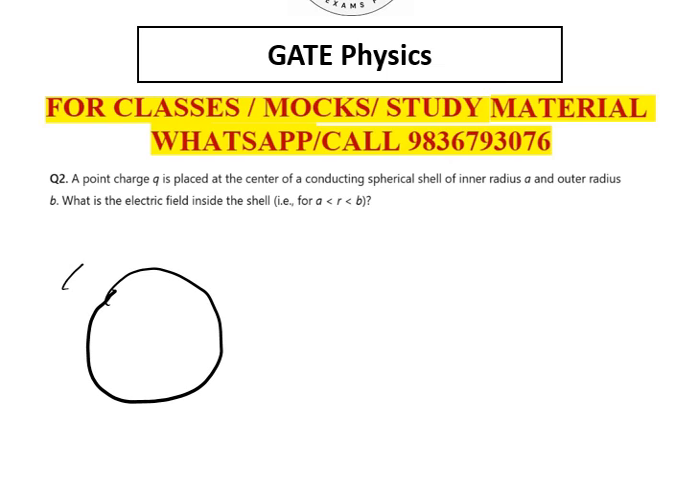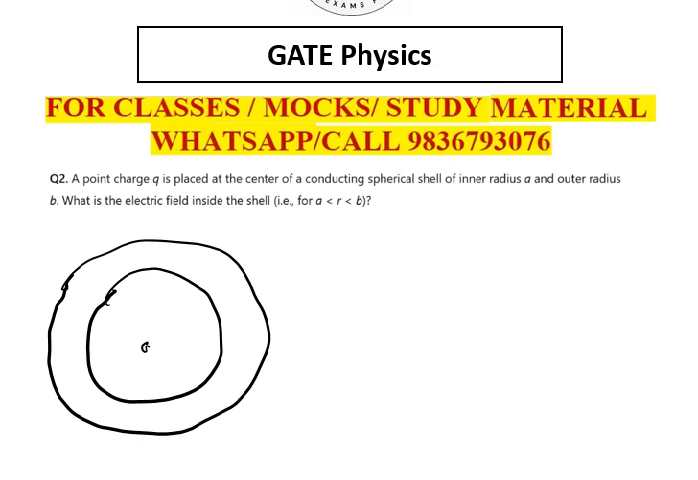So we have a shell whose inner radius is a and the outer radius is b. So we need to find the electric field inside the shell at a point, let's say at this point, right? Let's say at this point. So what will be the field?